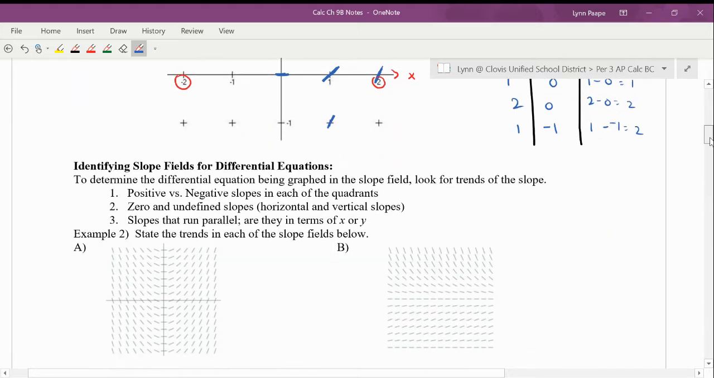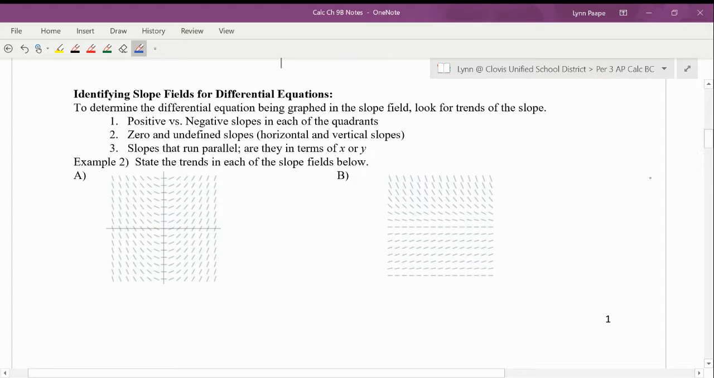Okay. All right, so one of the things that we're going to have to be able to do is look at a slope field and maybe answer questions about it. Our examples here of A and B are a picture of a whole lot of pieces that were graphed in a slope field. If you look at this, you can see trends in this data, and that's what we're looking for. To determine the differential equation being graphed in the slope field, we're going to have to look for trends of the slope. Like what are some commonalities that we see?